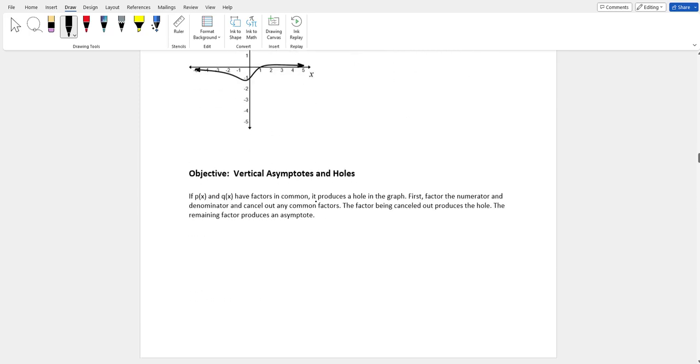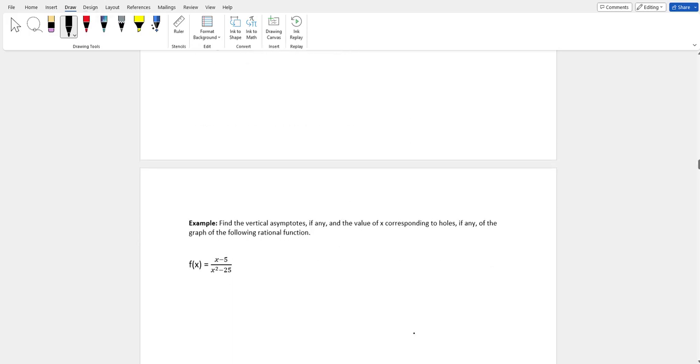Now let's talk about vertical asymptotes and holes. If p of x and q of x have factors in common, it produces a hole in the graph. First, factor the numerator and the denominator and cancel out any common factors. The factor being canceled out produces the hole. The remaining factor produces an asymptote.